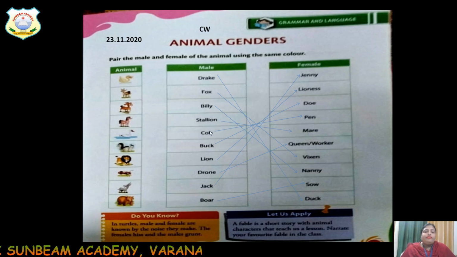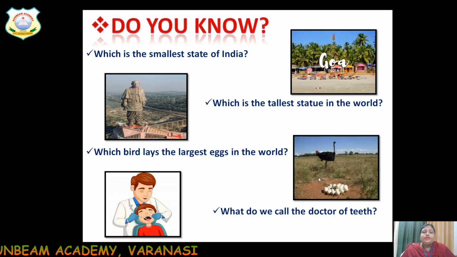I think we have left cob. Cob will match with pen. By mistake, we left cob. Cob will match with pen. Drone. Drone will match with queen. Jack, Jenny. Boar, sow. Now let's move forward.